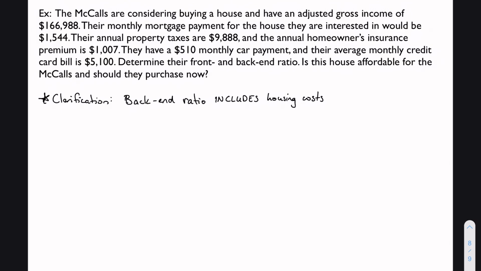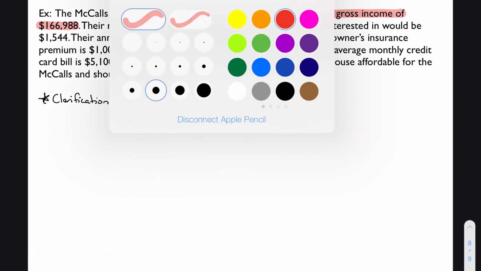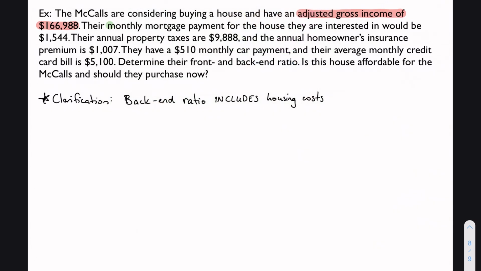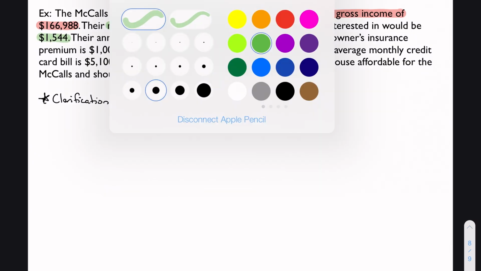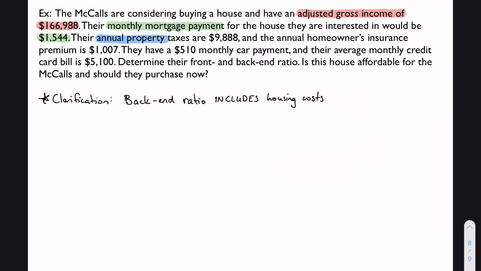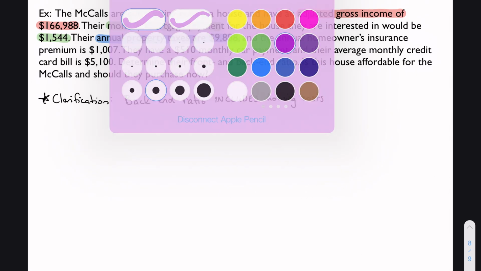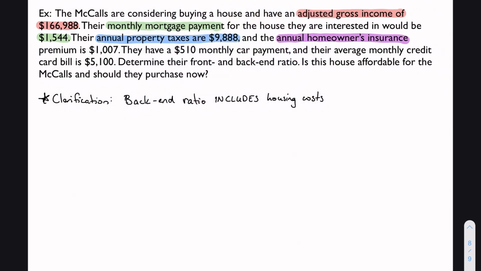We're going to follow the same process. We're going to go through. I'm just going to highlight everything first, isolate what's important. So considering buying a house, we have an adjusted gross income of $166,988. That's annual. We will write this all out later. Their monthly mortgage payment, that's important that it's monthly, is $1,544. Their annual property taxes, so annual is important here, are $9,888. And of course, the annual homeowners insurance is $1,007.